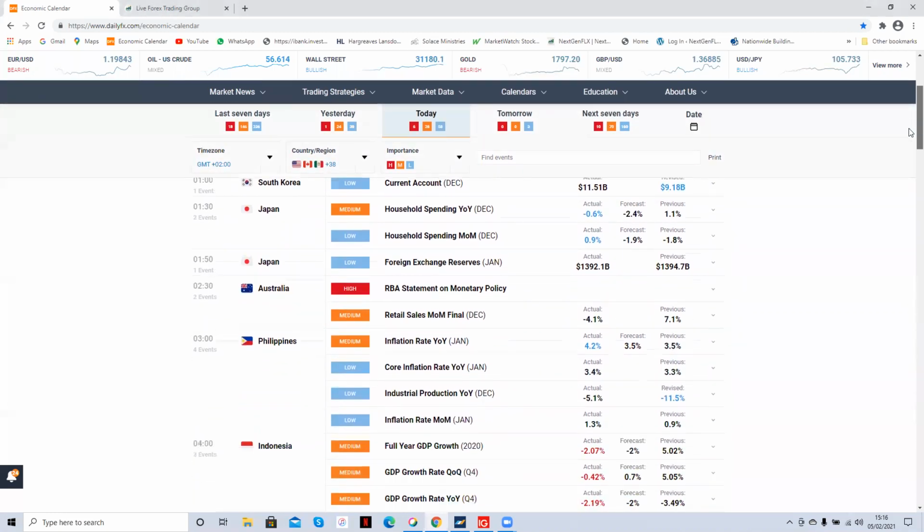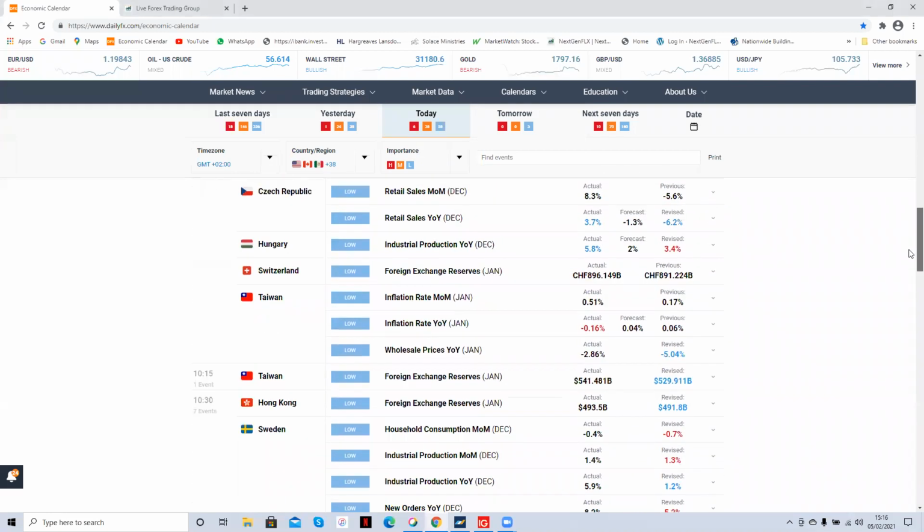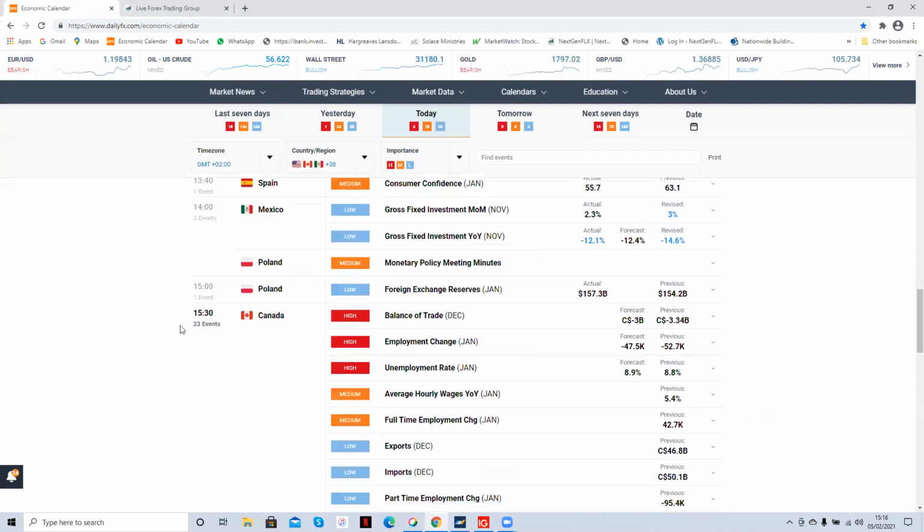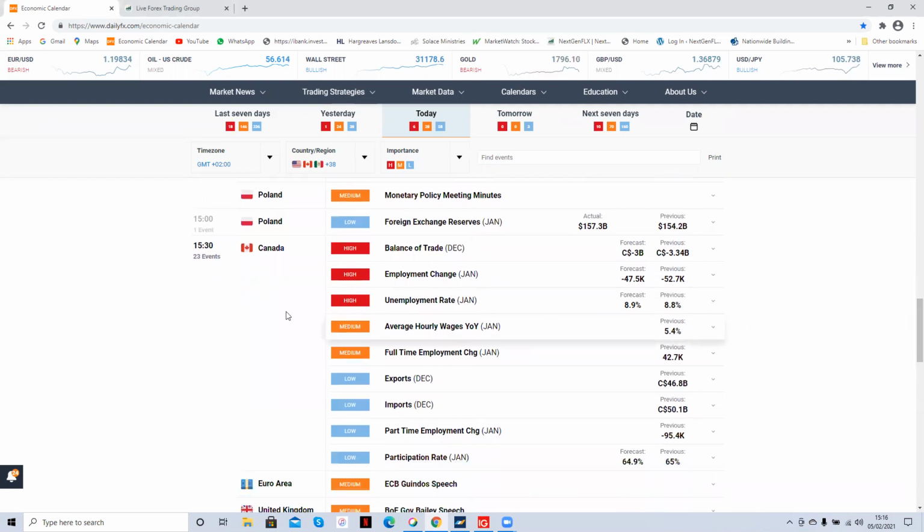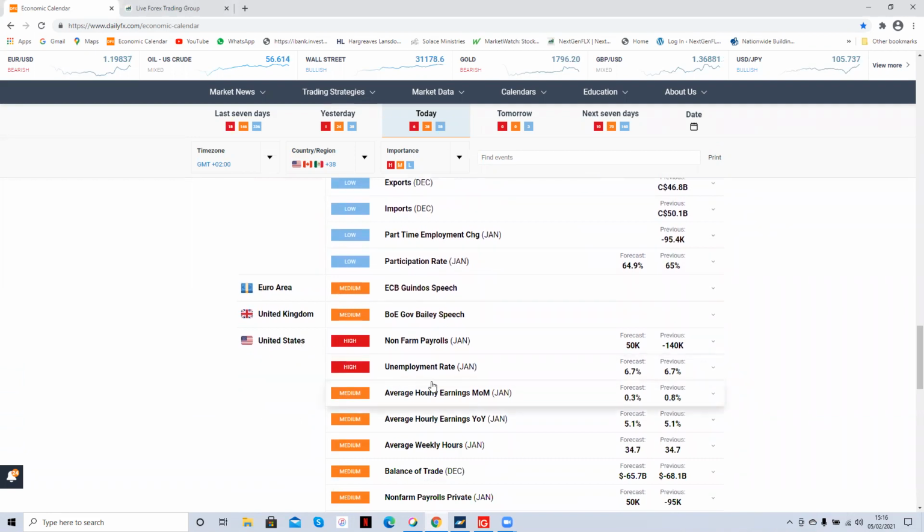We've known since the beginning of the week that we have the big report coming out at 3:30 GMT plus 2, which is 1:30 UK time, in less than 15 minutes. We have the Canada unemployment rate, but the main one is the US unemployment rate, the non-farm payrolls. This is a report of huge importance that affects all financial markets, including the fixed income securities market, all stock exchanges around the world, all commodities, all currency pairs. It's a very important report.